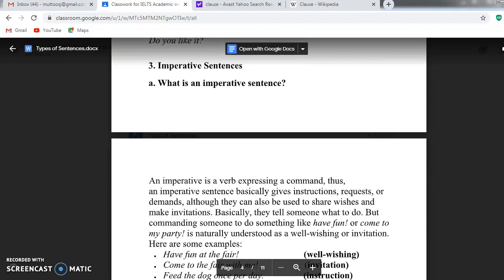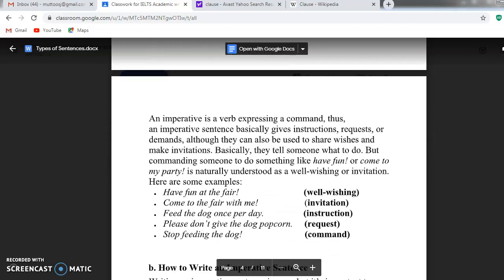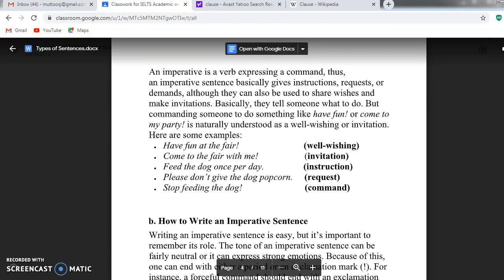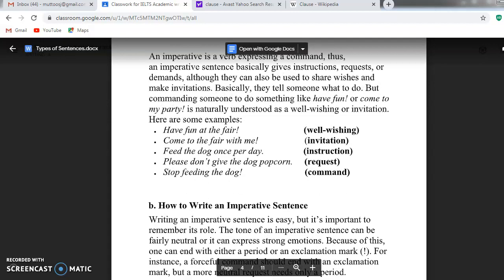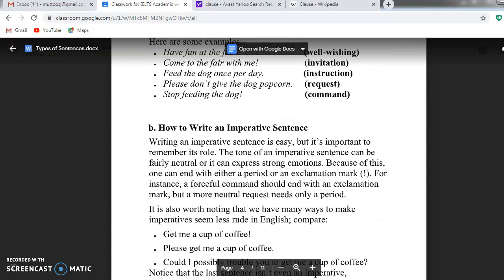Third, imperative sentences. An imperative sentence is a verb expressing a command. That is an action expressing a command. Examples: have fun at the fair, come to the fair with me. So how can you write an imperative sentence?